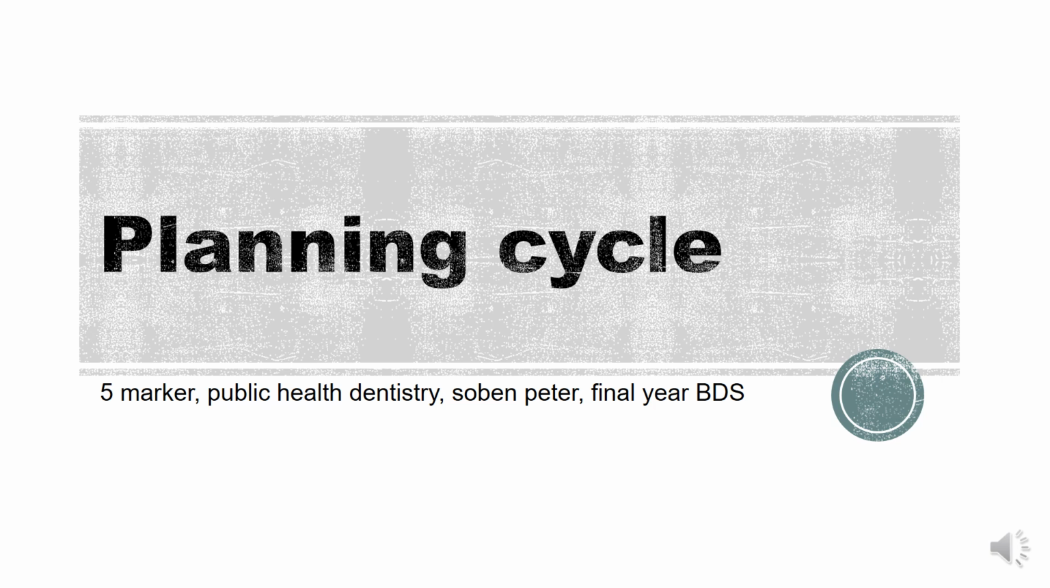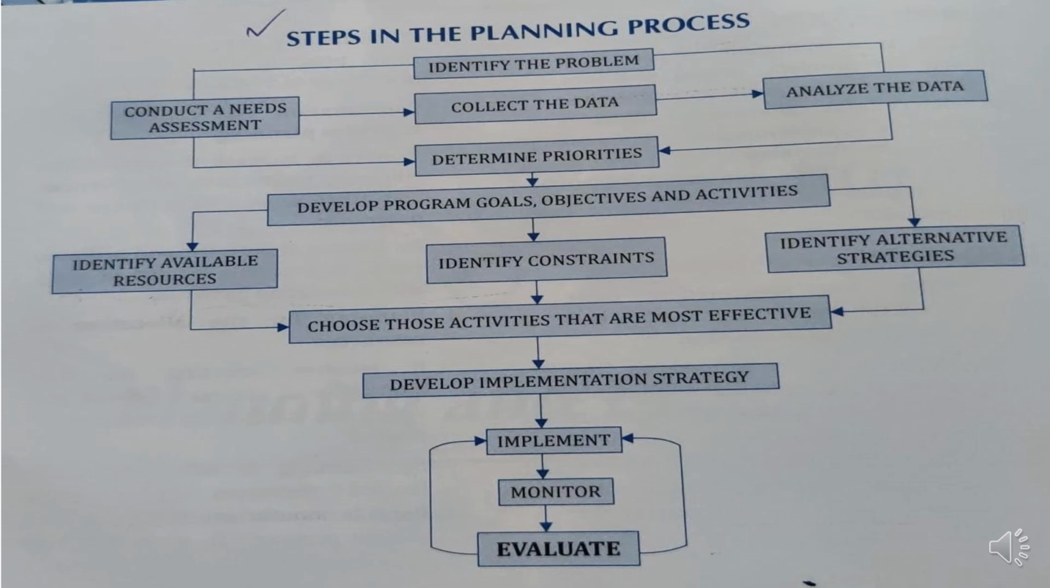The planning cycle is a very important 5-marker question in the subject of public health dentistry. So let's begin. This is a figure given in Soben Peter and you should draw it in your exams. It describes the steps in the planning process.